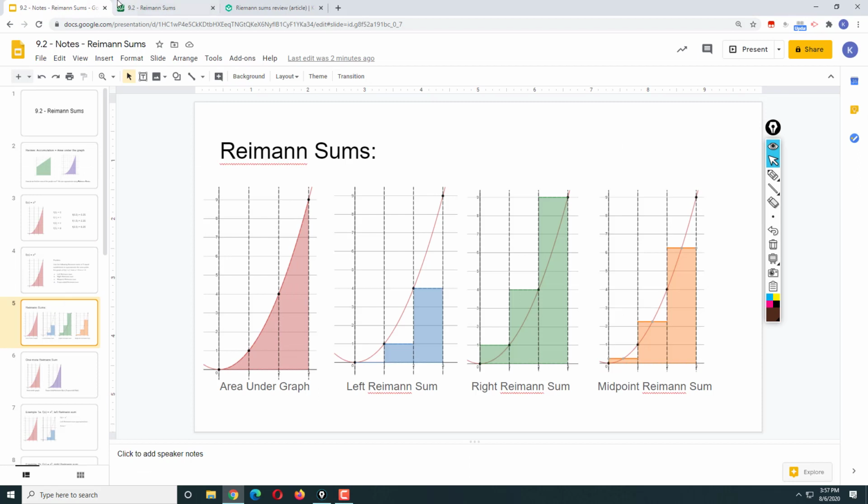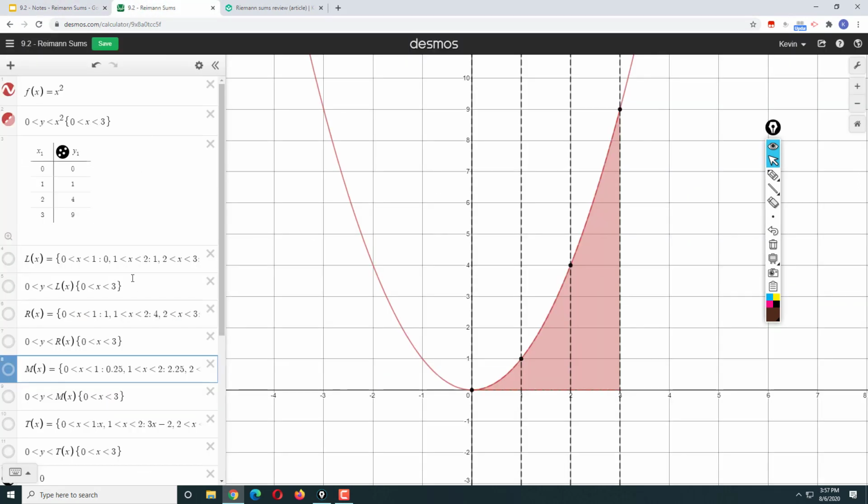So what are these Riemann sums? First, let's look at the left Riemann sum. The idea is this. We have 3 regions. The first region is from 0 to 1, the second region 1 to 2, the third region 2 to 3, right? In each region, for the left Riemann sum, we just use the value of our function on the left. Here is our step function. Here is our left Riemann sum that I've done in decimals.